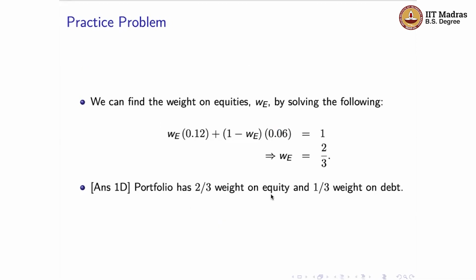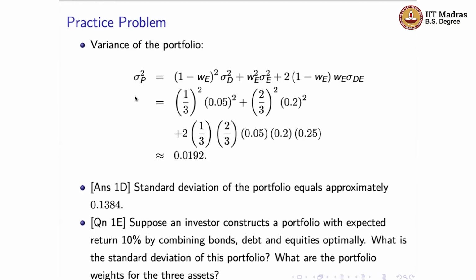So that is going to have a weight of 2/3 on equity and therefore 1/3 on debt. We can now use this to back out what will be the variance of this portfolio. So again, we use the expression that we had previously. We have now the weights, we have the parameter values. So if we put them all together, we end up getting that the variance is going to be 0.0192, and therefore the standard deviation is approximately 0.1384. All right.